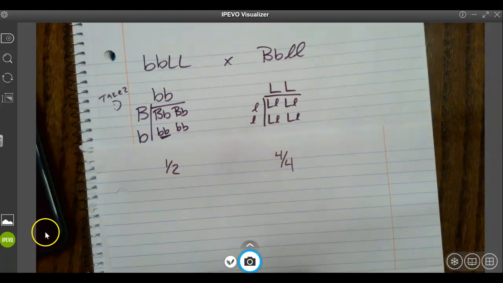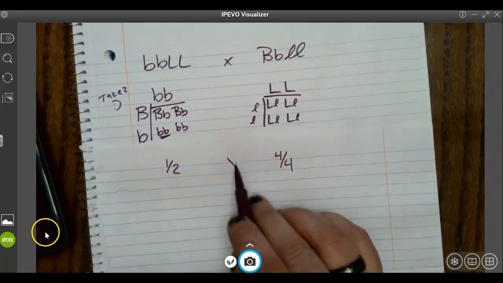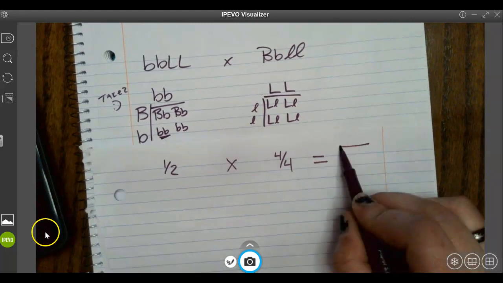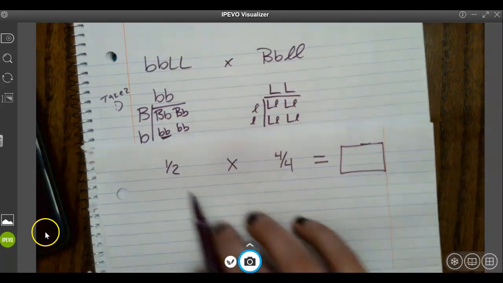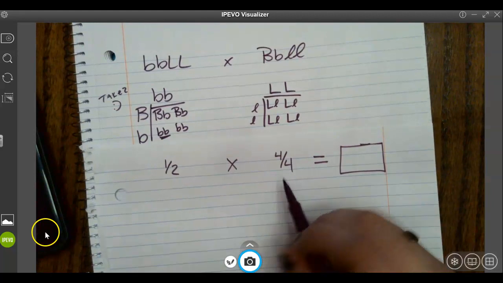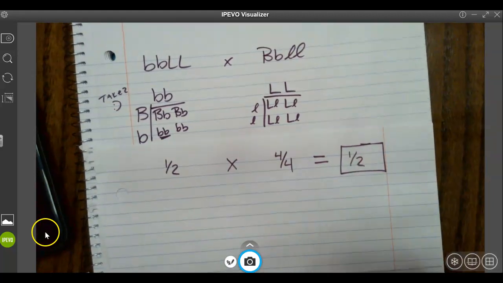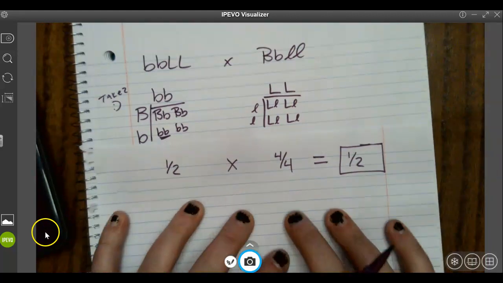So we are going to use the rule of multiplication. You just multiply these two values, and it will tell you how many of the babies will have both of these traits, which in this case is half. And there's your answer. So either way that you use them is fine. I find this to be much easier.